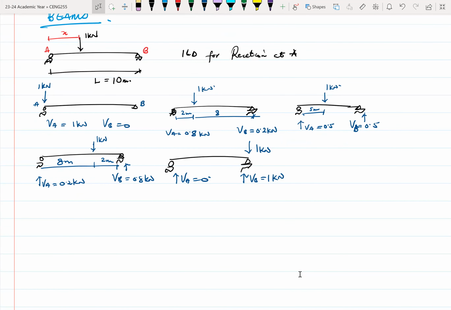So now what we are looking at is the reaction at A, right? With the reaction at A, it means that the largest influence would be when the load is at A. And we can see that clearly over here.